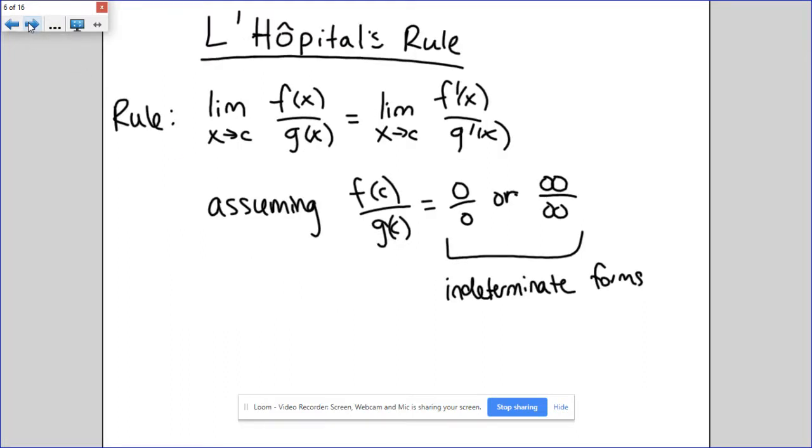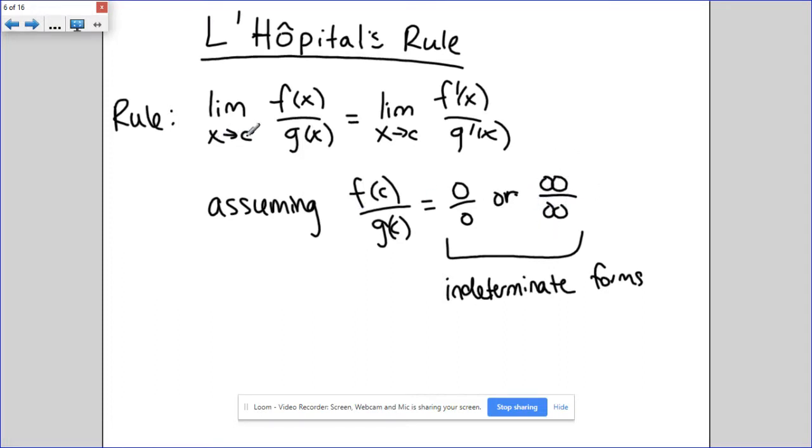Alright, so here's what L'Hopital figured out. When we're dealing with a rational function, so we've got two functions of x in a fraction, one on top, one on the bottom. It turns out, and notice there's a condition here, hooray for conditions, assuming that if we plug in that number, we end up with 0 over 0 or infinity over infinity. Now, I didn't put plus or minus here, but that's true. It can be positive or negative, doesn't matter.